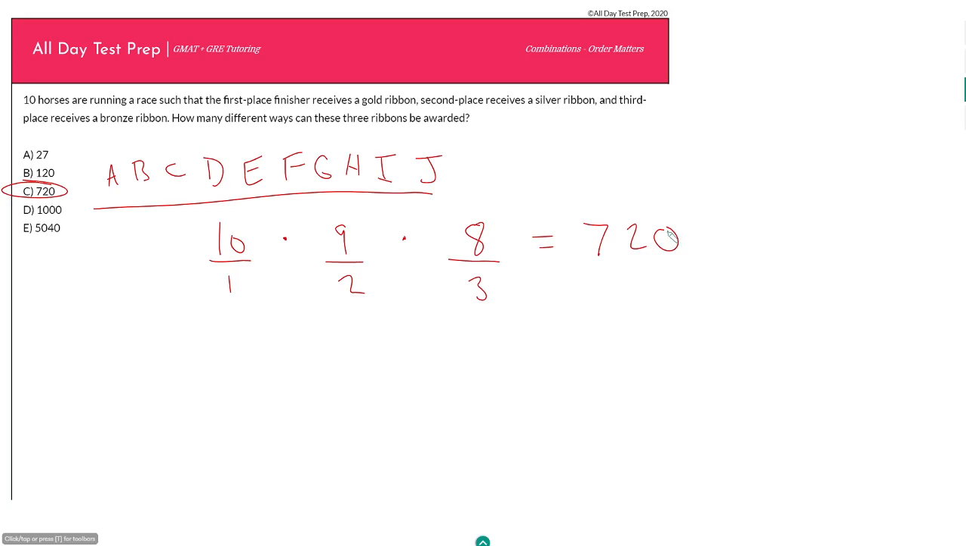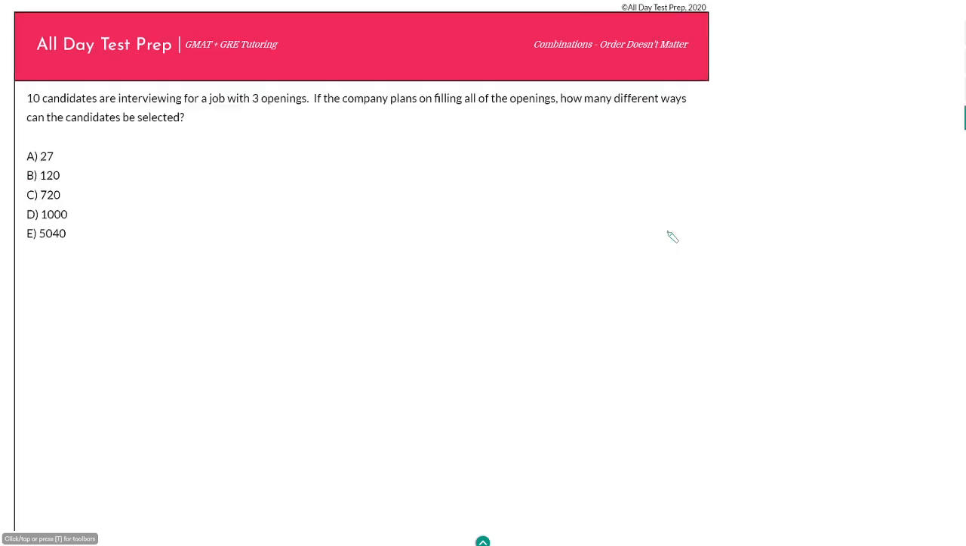So now let's look at a similar sounding scenario, but fundamentally different. 10 candidates are interviewing for a job with 3 openings. If the company plans on filling all of the openings, how many different ways can the candidates be selected? And so in this case, I'm just picking a team, right? So order does not matter. Now my pool, I can use the same pool as before, right? I just got 10 people.